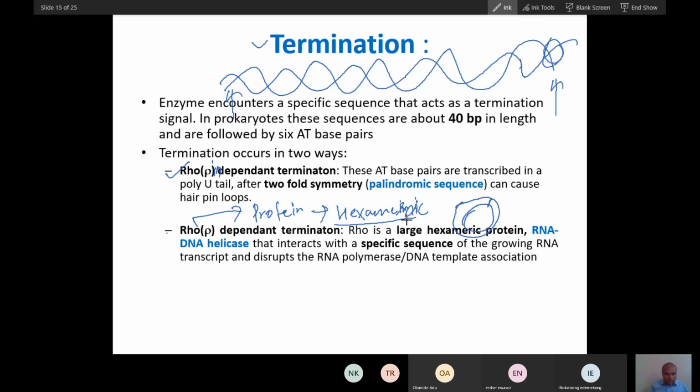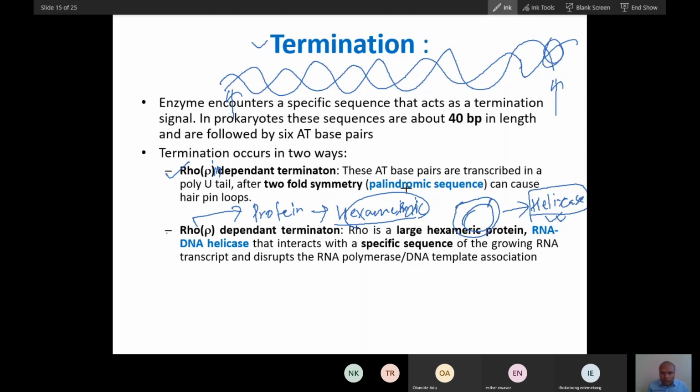This is a hexameric protein, and it is very similar to the helicase enzyme that you have studied in DNA helicase. Its function is also to break the hydrogen bond. So this rho factor is nothing but a helicase enzyme, an RNA-DNA helicase enzyme, and the structure is very similar to the DNA helicase. Now this is rho dependent.